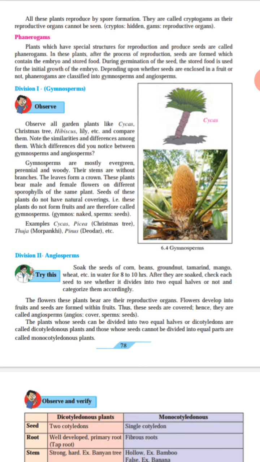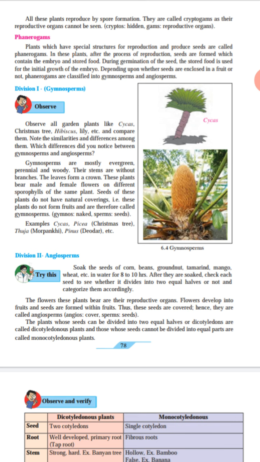Okay. Next point. The plants whose seeds can be divided into two equal halves are called dicotyledonous plants.